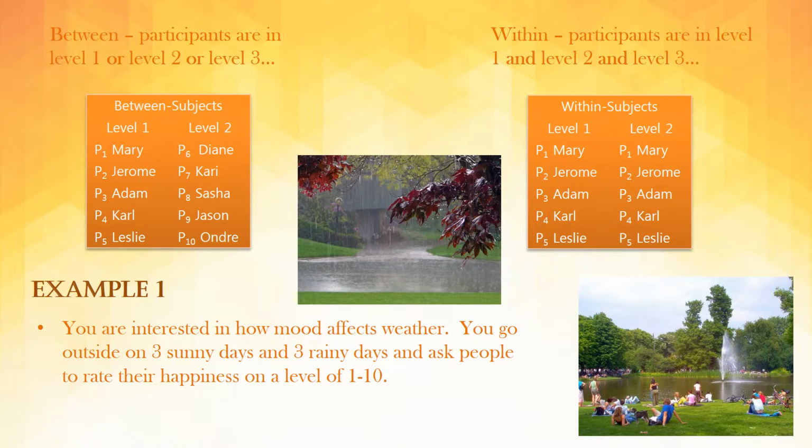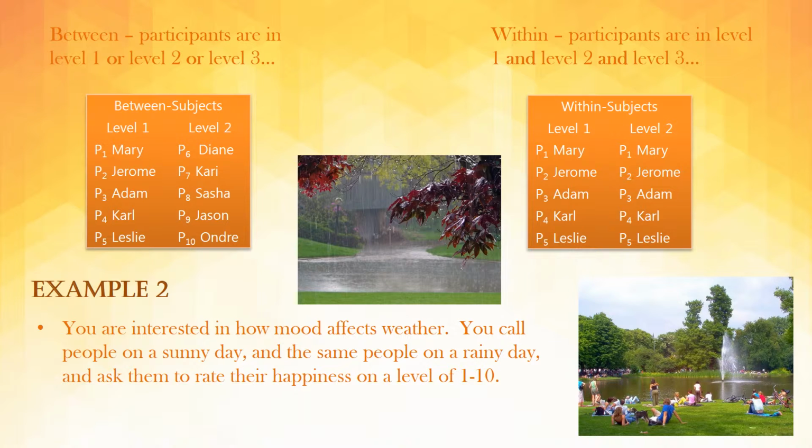So in this case, you're going outside on 3 sunny days and 3 rainy days, and you're asking people to rate their happiness, and we're assuming that you're not going to be going up to the same people. It's just whoever you run into, and because it's going to be whoever you run into, it's going to be different people on those 3 sunny days than those 3 rainy days. And because it's going to be different people, it's going to be a between subjects design.